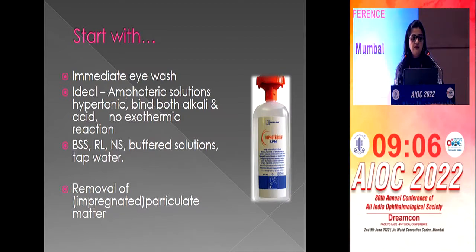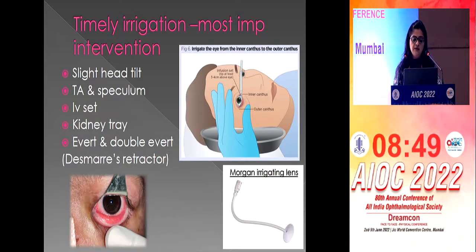And sometimes in a factory place where nothing is available, even tap water is okay, though tap water being hypotonic can temporarily increase the corneal edema. Another important point is removal of the impregnated particulate matter, which is sometimes deposited over the ocular surface.